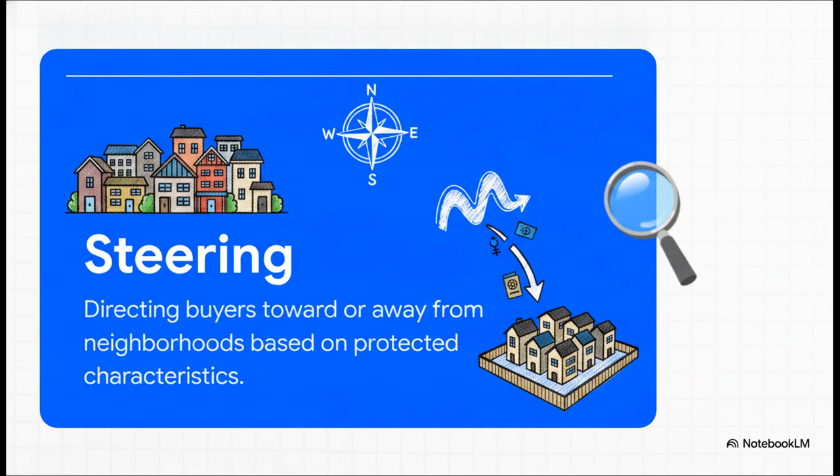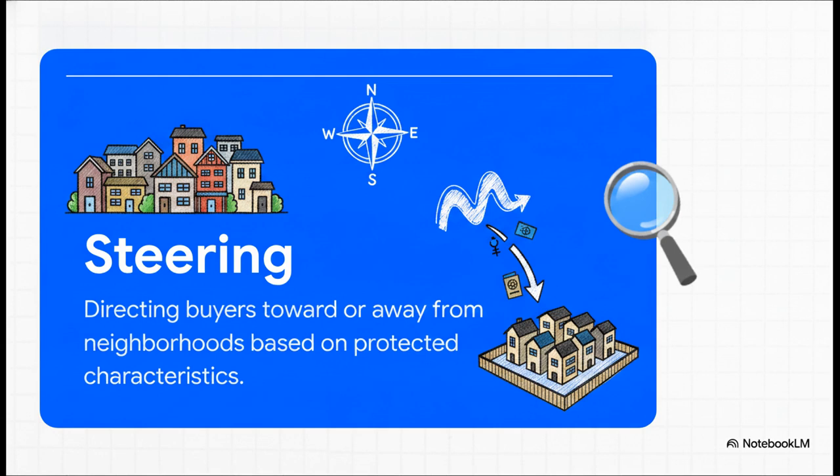The second practice is steering, which is sometimes referred to as channeling. This happens when a real estate professional directs individuals toward or away from certain neighborhoods based on a protected characteristic, rather than the buyer's actual housing preferences or financial qualifications. What's particularly insidious about steering is that, well, sometimes it isn't overtly malicious. Sometimes an agent actually thinks they're helping a buyer by assuming they want to live near a specific place of worship or cultural center based on their background.